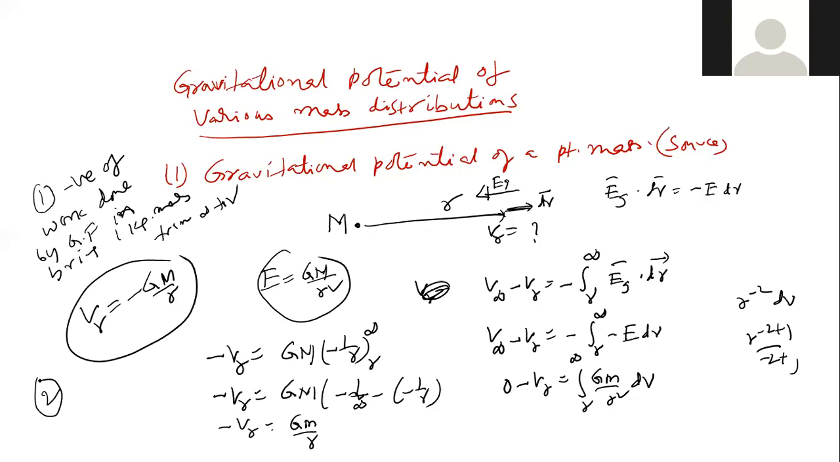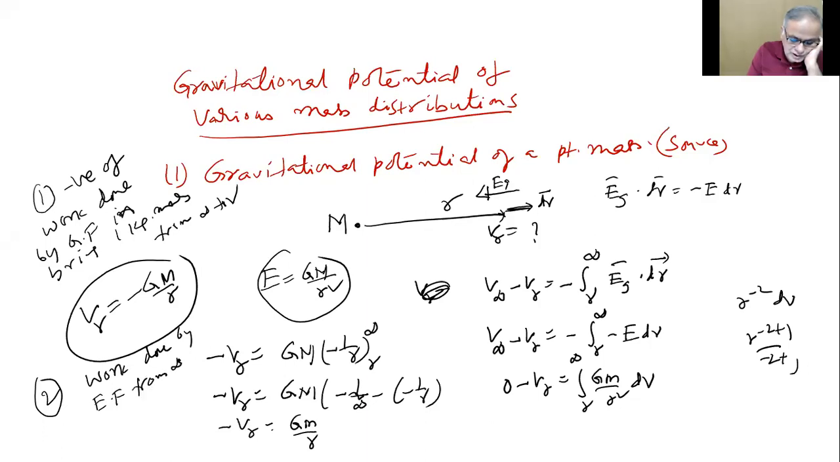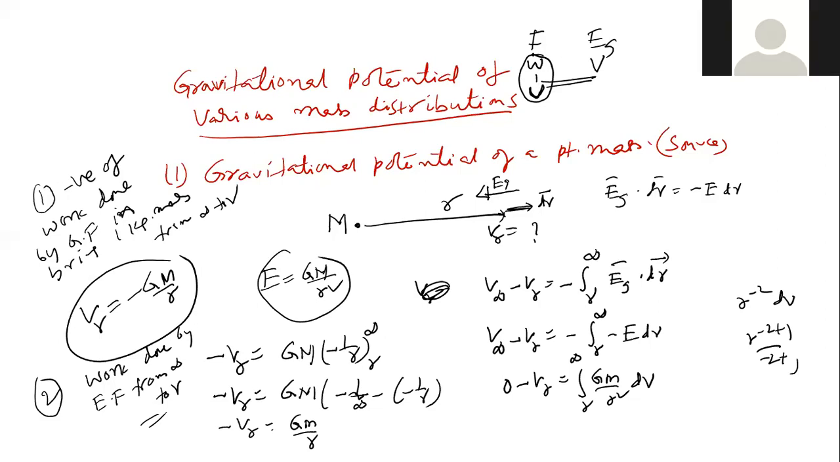The second way is the work done by an external force against gravity, from infinity to R with a constant speed. This is work, that is force. So force became field strength. Work became potential. This work will also be nothing but U, potential energy. Okay?